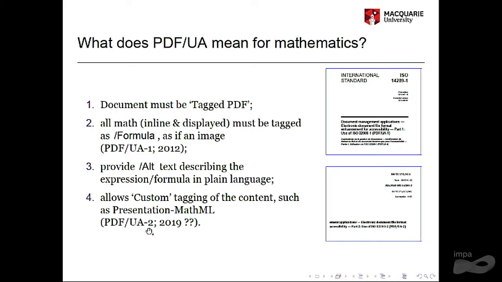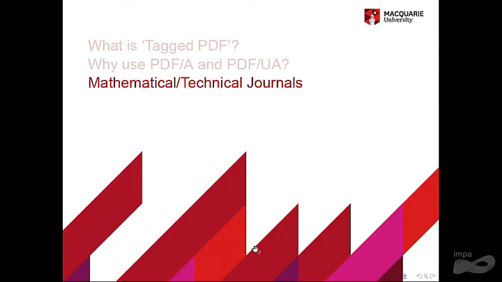PDF/UA-2 hasn't yet been released. It was due to be released at the end of last year, then they decided it's not quite good enough yet, so it's been put off, and it probably won't come out until next year. But that's work for the future, okay. And these are links to the actual specifications in both PDF/UA-1 and an early draft of PDF/UA-2, okay. There's another link here to lists of other accessibility standards.